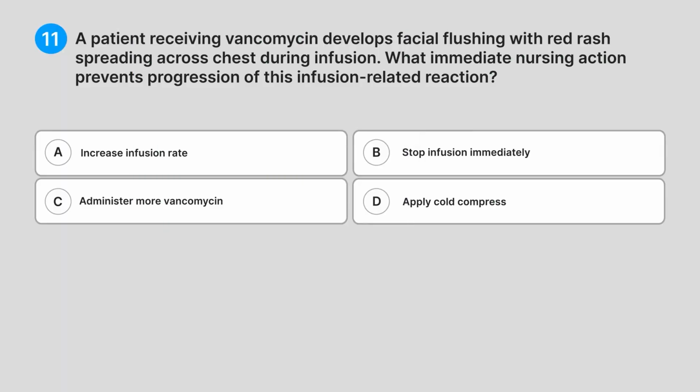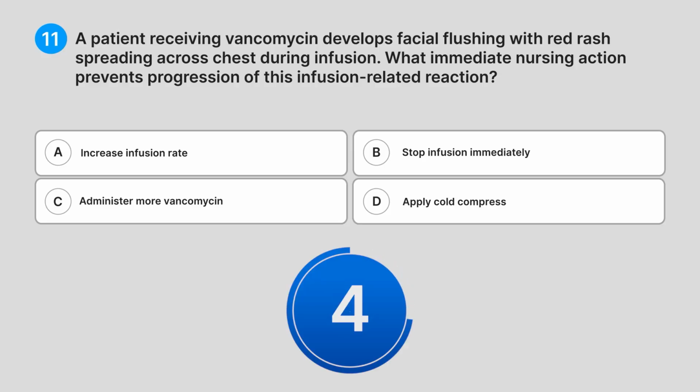11. A patient receiving vancomycin develops facial flushing with red rash spreading across chest during infusion. What immediate nursing action prevents progression of this infusion-related reaction? A. Increase infusion rate. B. Stop infusion immediately. C. Administer more vancomycin. D. Apply cold compress. Can you guess the answer?